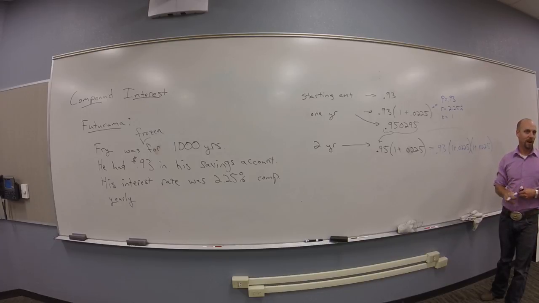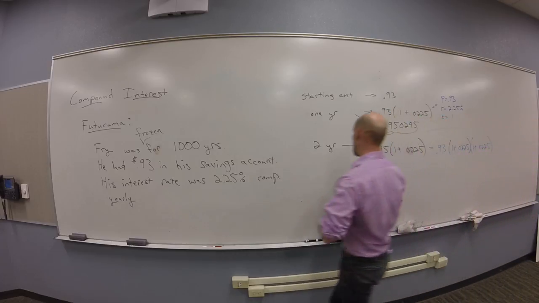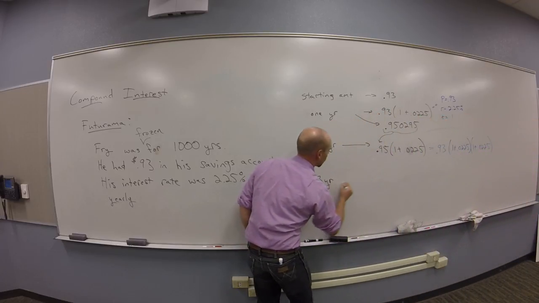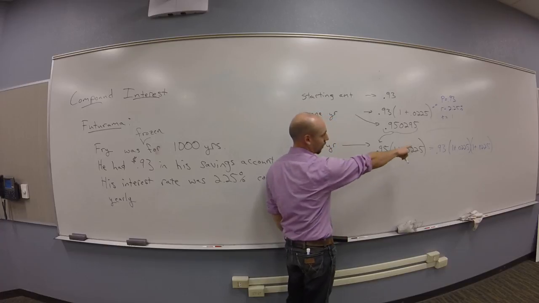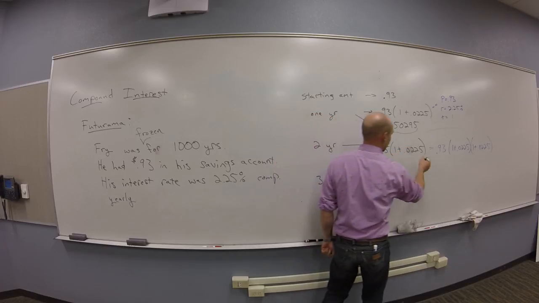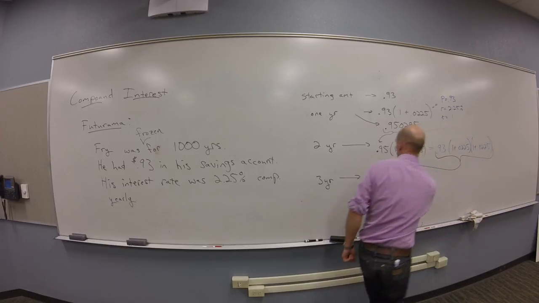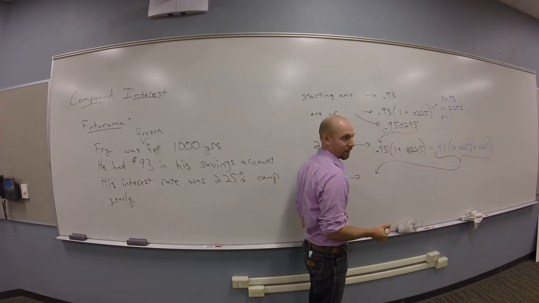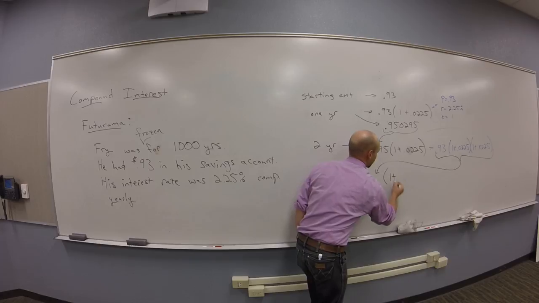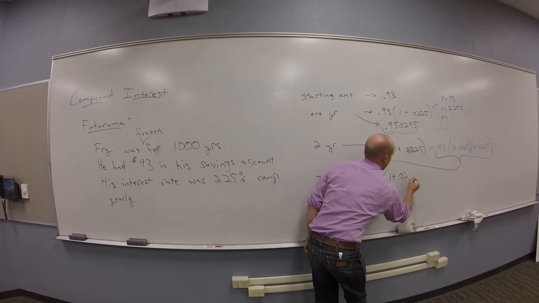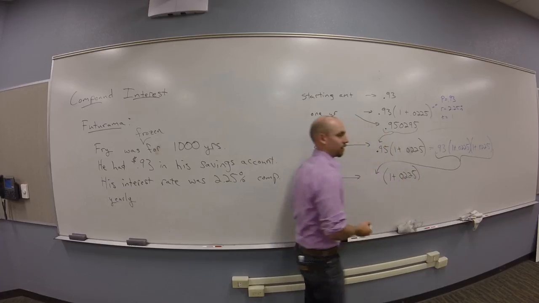So what's going to happen in the next one? You're going to add another one onto it. Exactly. So at 3 years, we're going to take whatever we got out of this thing, this whole number here, and turn that into our principal again. And we're going to perform simple interest again at our same rate.